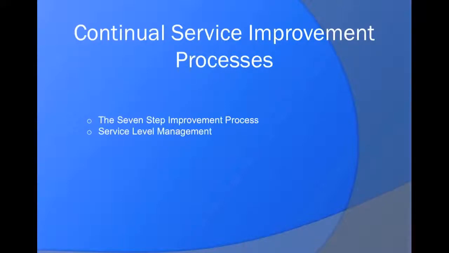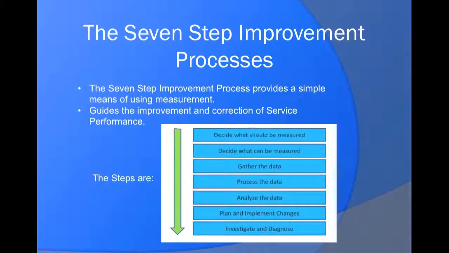Now we're going to be moving on to the processes of continuous service improvement. One of them is the 7-step improvement process. This is a simple means of measurement to guide performance. The first step is to define what you should measure. This stage will have been fielded previously, as early as service design and service strategy. The second step is to define what you can measure. Once the requirements have been generated, it will be easier to work out which areas need to be measured.